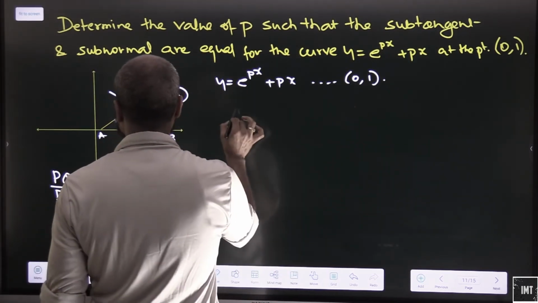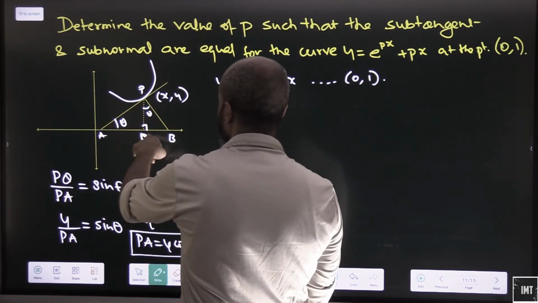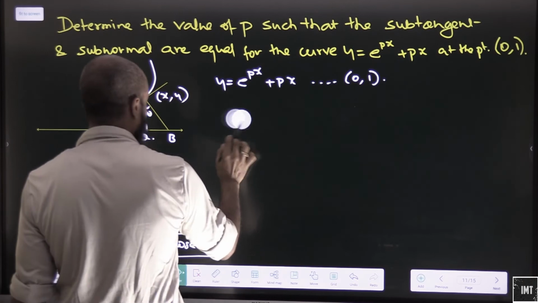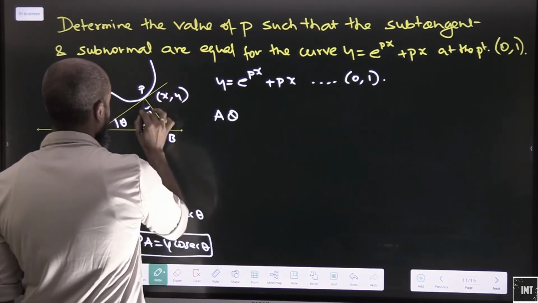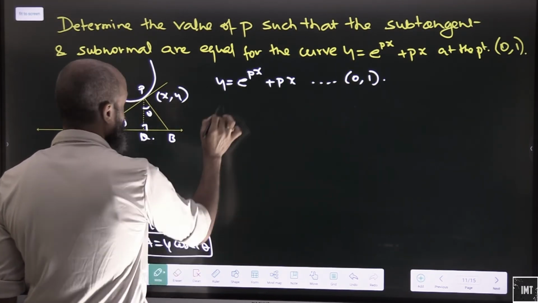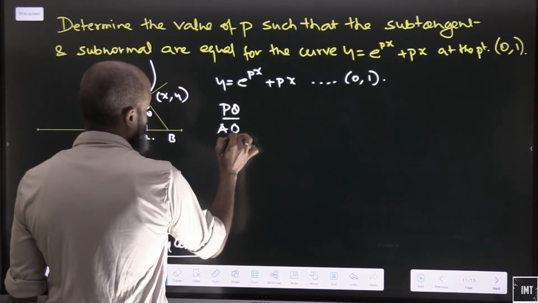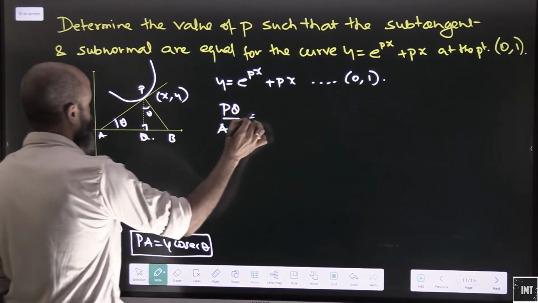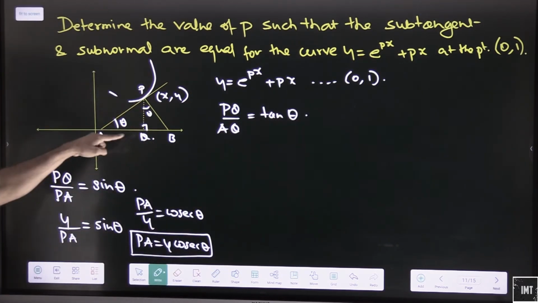Similarly we will have here PQ. So what will be the length of the subtangent here? Length of the subtangent AQ. PQ by AQ is equal to tan of theta. So this will be PQ by AQ.